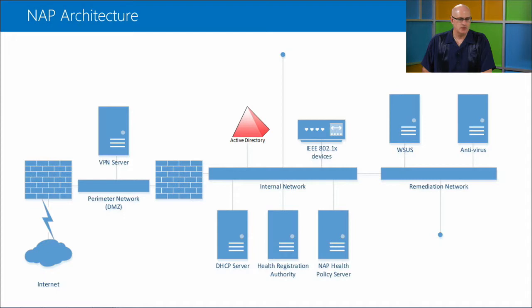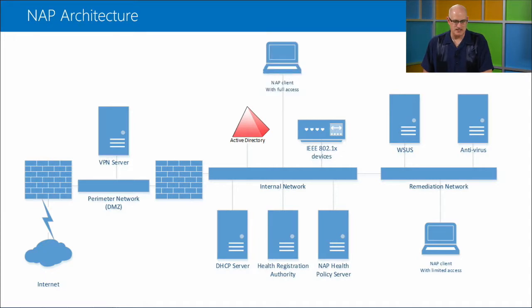So this shows you what NAP architecture may look like. We have our Active Directory here, our internal network, our perimeter network, internet, VPN server. As the system boots up, it may not meet the requirements to get on the internal network, so it gets sent to the remediation network with WSUS and antivirus servers that enable it to become back into compliance. So we have a client with limited access. It then has the ability to come into compliance from those servers. We have a NAP client, once it meets compliance, able to access the internal network.